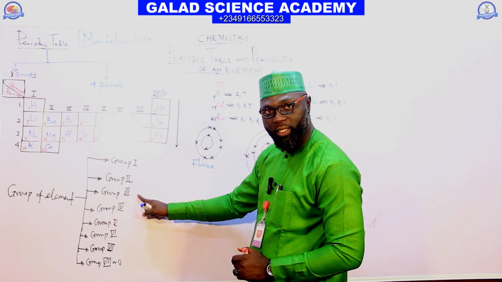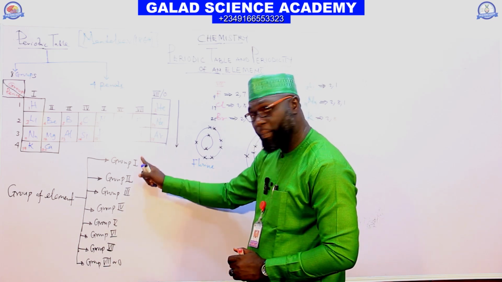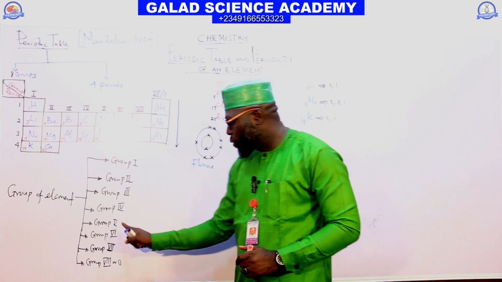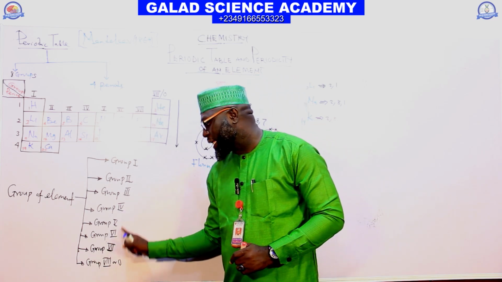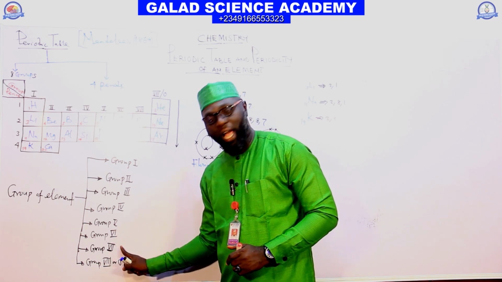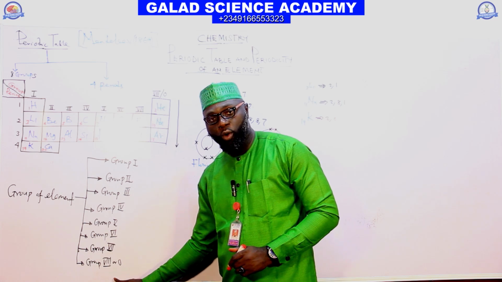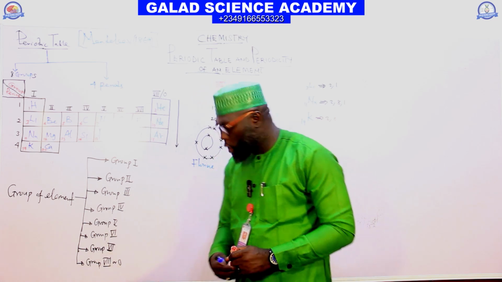They are metals. We call them what? Metal. Group 4, they are metalloid. Group 5, group 6, group 7, they are what? They are non-metal. Group 8 are noble gases. So we can now say what?